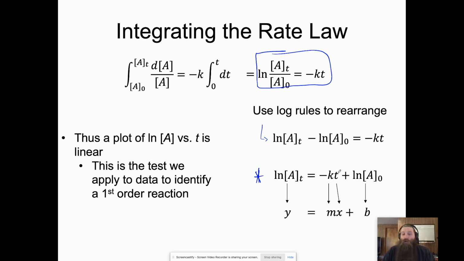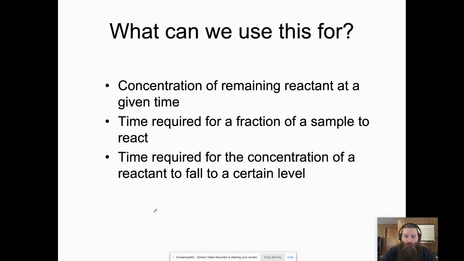So if I want to solve for K, I have everything else. I can solve for K. If I want to solve for T, whatever it is. And this is a test that we use to identify a first order reaction from data that we gather. Well, what else might we do with it?